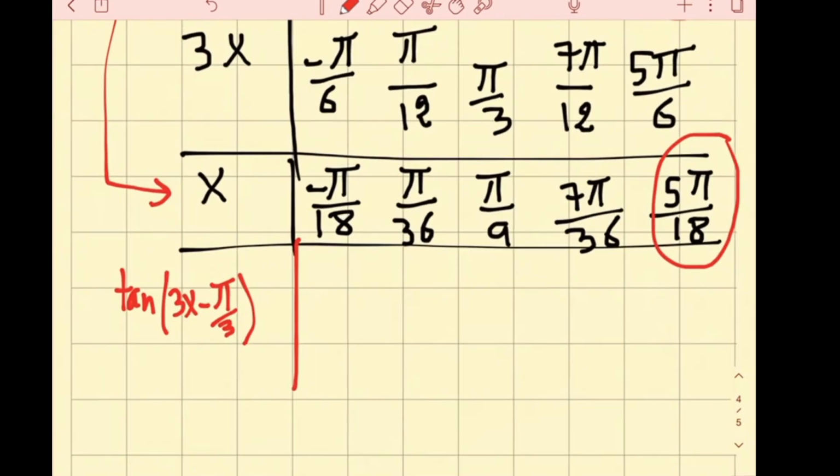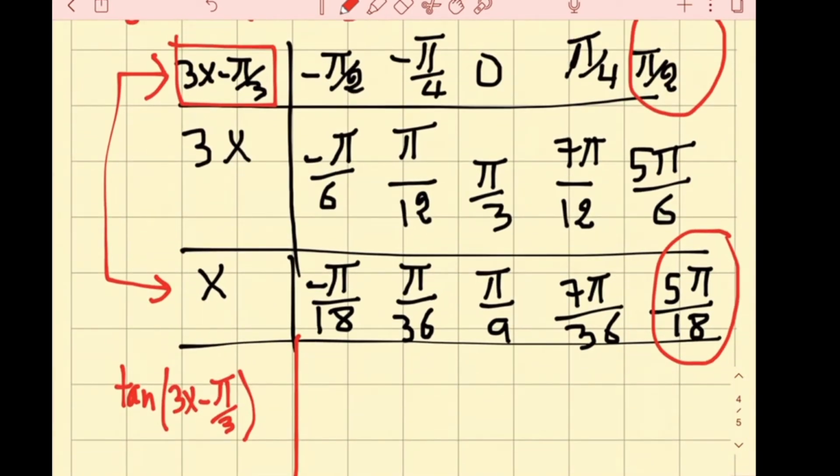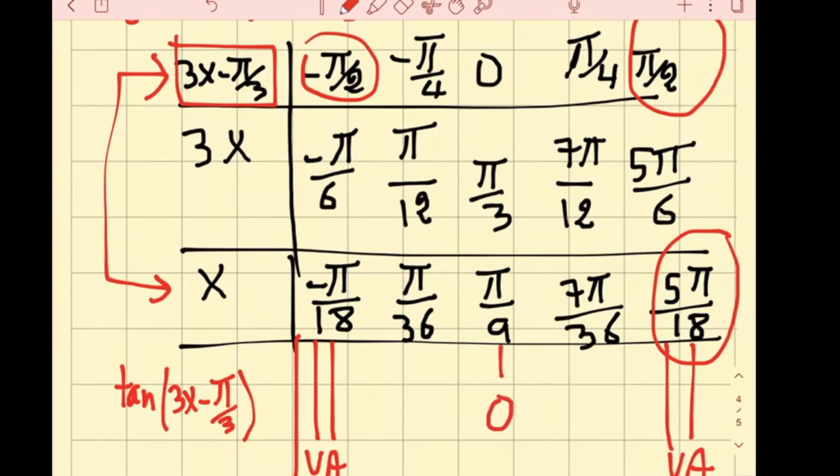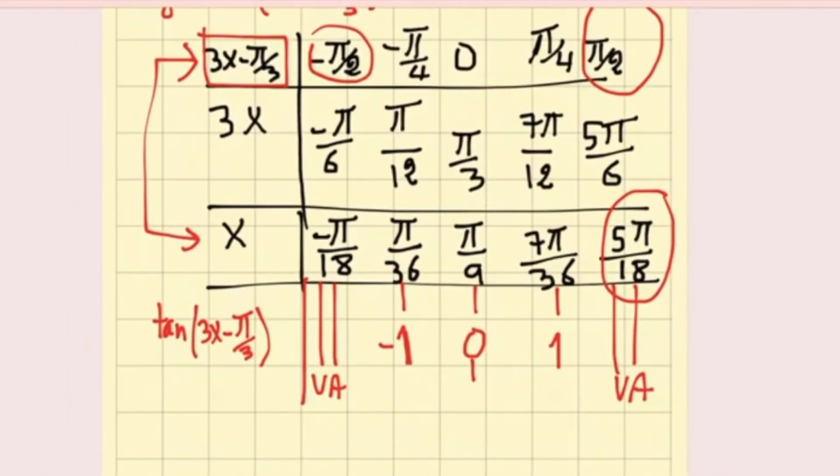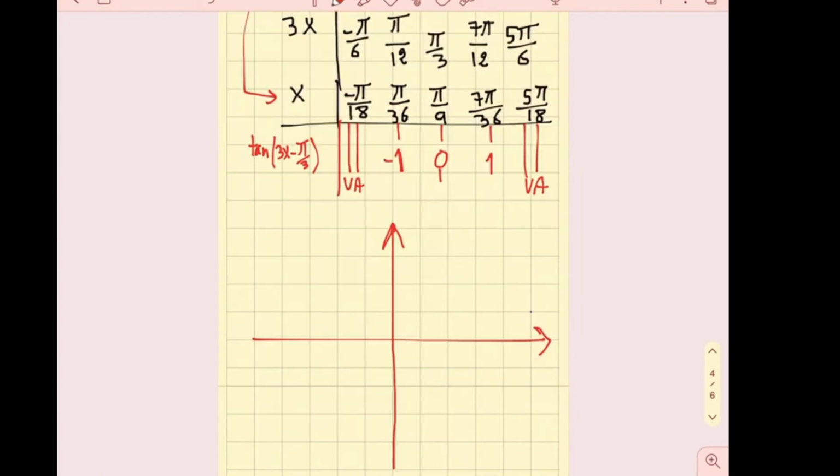So what do we have? At negative pi over 2 and pi over 2, we have vertical asymptotes. So we get these two vertical asymptotes. And then for the values inside that table, we just put the 0 and the 1 and negative 1, for pi over 4, negative pi over 4 and 0. That's it. Now the table is set to graph. We just draw our axis and we graph the function.